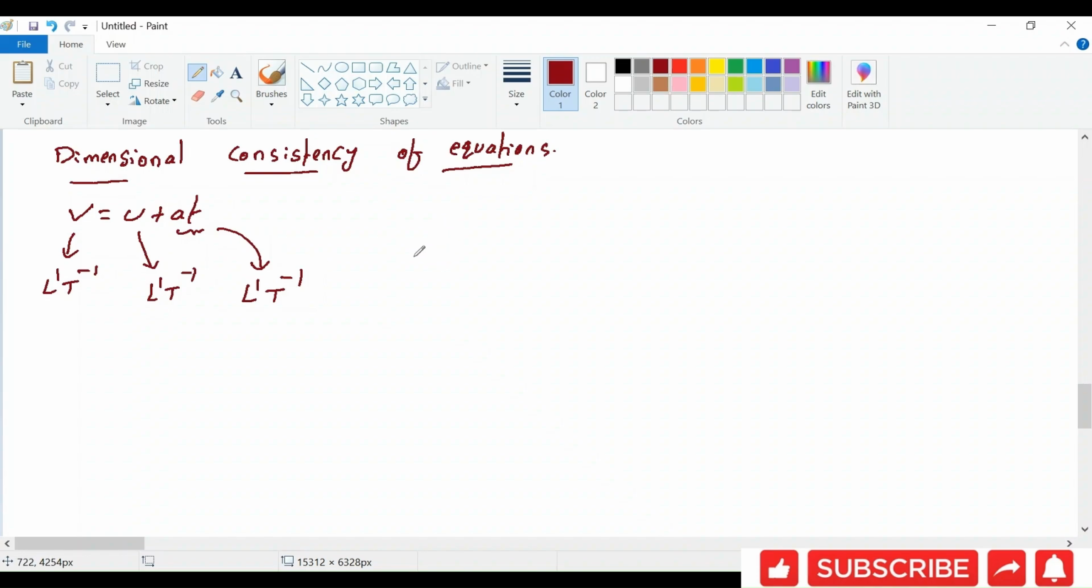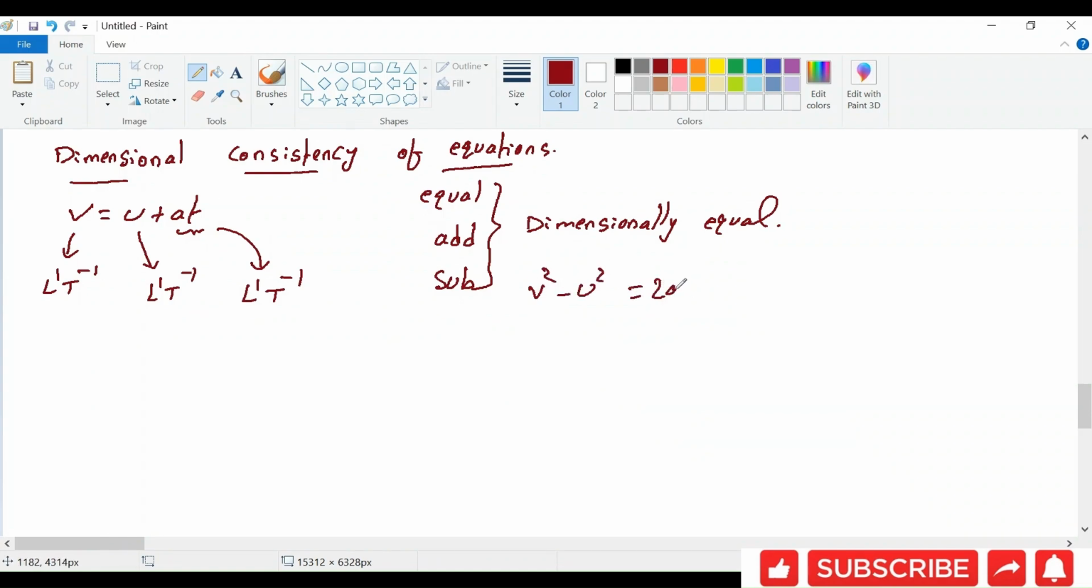In the entire physics, wherever there is an equal sign, or you are doing addition or subtraction, we do these only when the quantities are dimensionally equal. Take any formula, like V square minus U square is equal to 2AS. The dimensional formula of V square, of U square, and of 2AS must be equal. Then only we can do addition, subtraction, and equate.